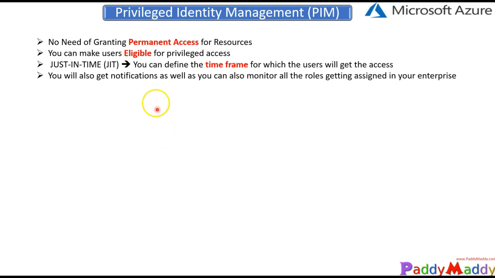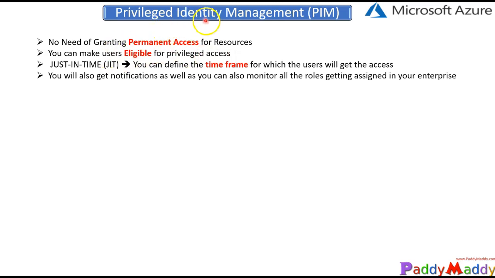So the idea for Privileged Identity Management is that you will never be granting permanent access to your resources. You can make users eligible. I'll be talking about the word eligible; there are different terms that need to be understood, but for now, eligible means that instead of making them permanent, we are making them eligible users, so that they can apply for the privileged access, and then the system will grant the access.